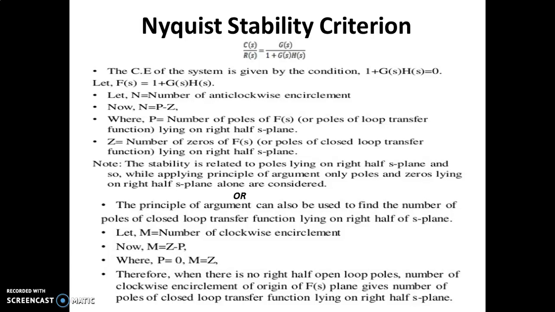So there are no right half open loop poles. The number of clockwise encirclements gives the number of poles lying in the right half of the s plane.